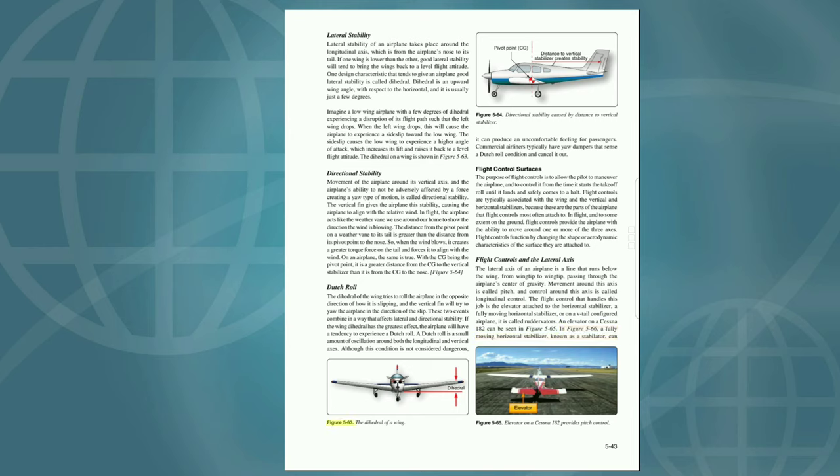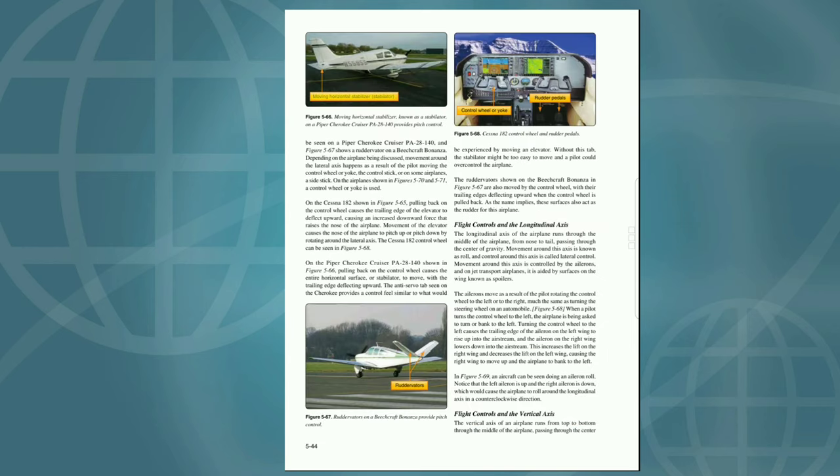Figure 5-63. The dihedral of a wing. Elevator. Figure 5-65. Elevator on a Cessna 182 provides pitch control. Moving horizontal stabilizer, stabilator, rudder pedals, control wheel or yoke. Figure 5-66. Moving horizontal stabilizer, known as a stabilator, on a Piper Cherokee Cruiser PA-28-140 provides pitch control. Can be seen on a Piper Cherokee Cruiser PA-28-140.